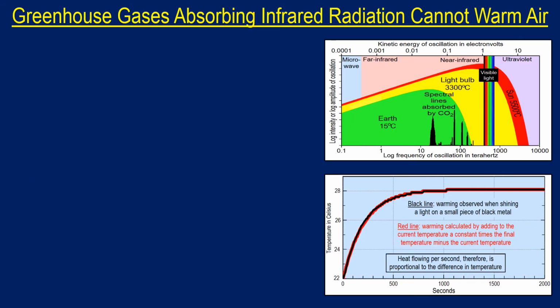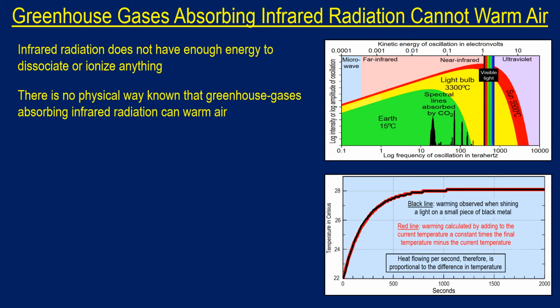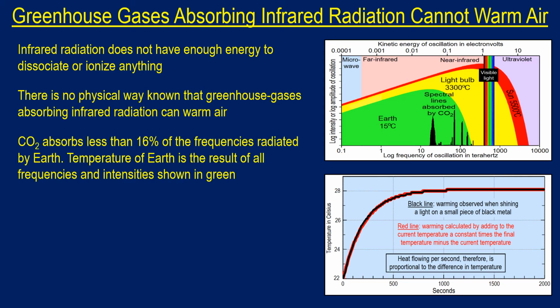Greenhouse gases absorbing infrared radiation cannot warm air. Infrared radiation does not have enough energy to dissociate or ionize anything. There is no physical way known that greenhouse gases absorbing infrared radiation can warm air. Carbon dioxide absorbs less than 16% of the frequencies radiated by Earth. Temperature of Earth is a result of all frequencies and intensities shown in green.